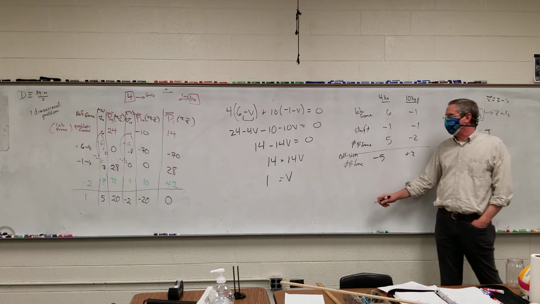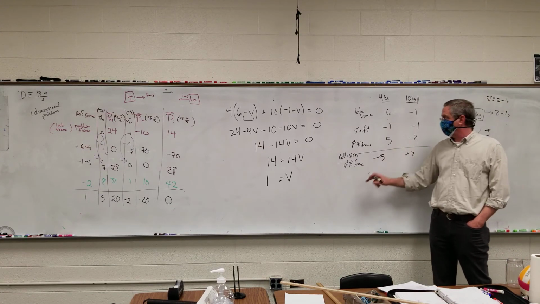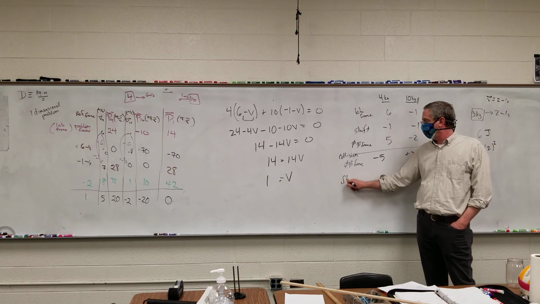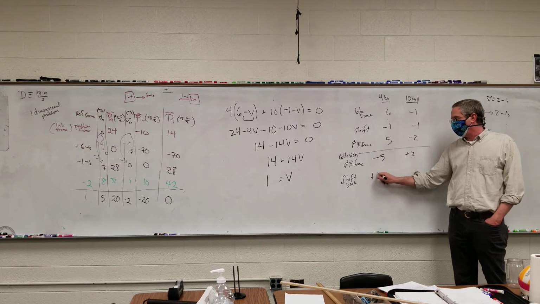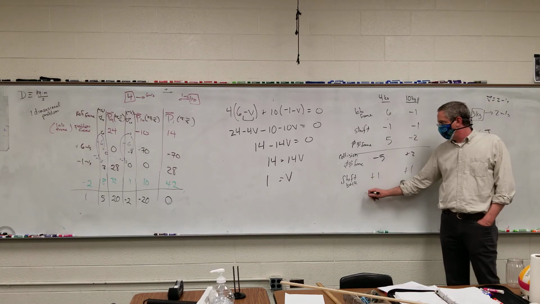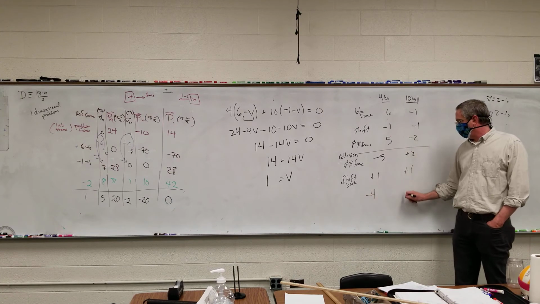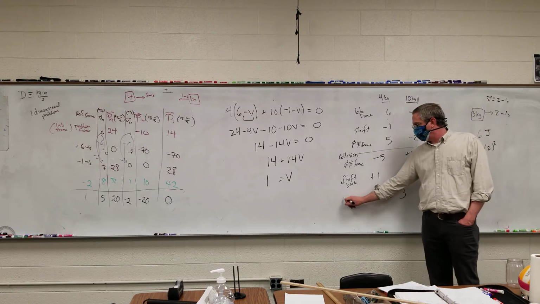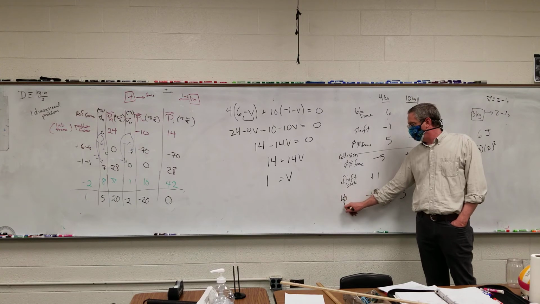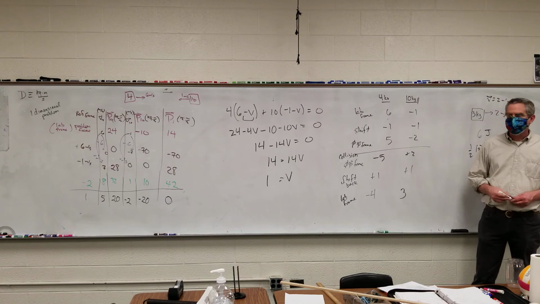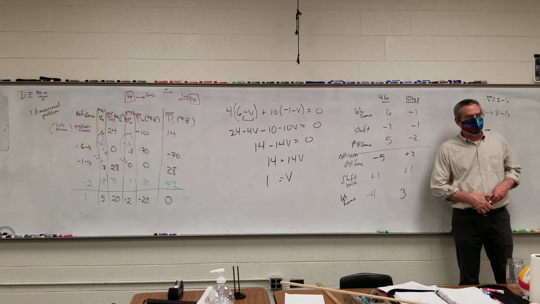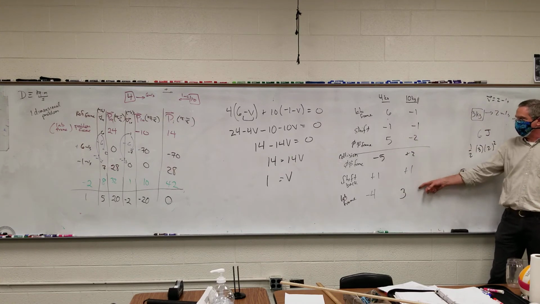And now I have to shift back. The final answer does need to be in the original reference frame, so shift back. Since I shifted the first time by subtracting 1, I shift back by doing the opposite. I add 1. And I get -4, and I get 3. And this is the lab frame again. And that's the answer. The 4 kilogram mass was going at -4 meters per second, and the 10 kilogram mass was going at 3 meters per second.